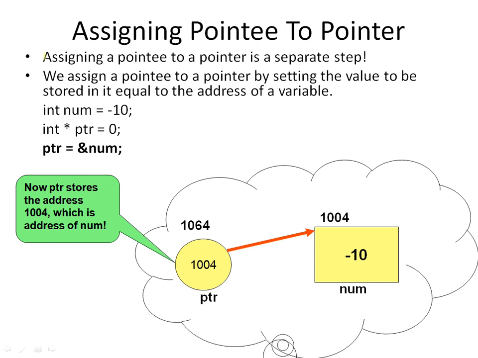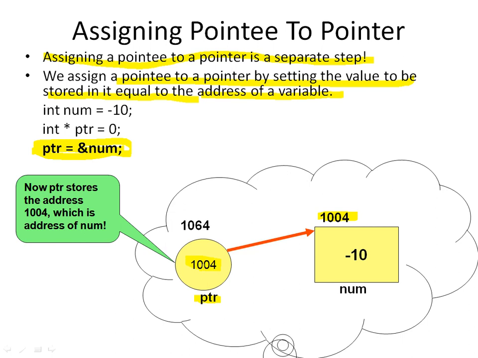Okay. Assigning a pointee to a pointer is a separate step. We assign a pointee to a pointer by setting the value to be stored inside the pointer equal to the address of the variable. So when I make this assignment, what I'm saying is that take my pointer ptr, and inside it store the address of num. Since the address of num is 1004, the 1004 gets stored here.